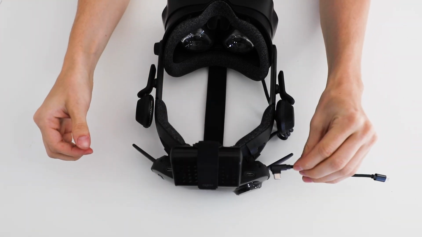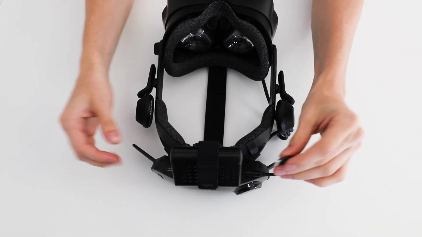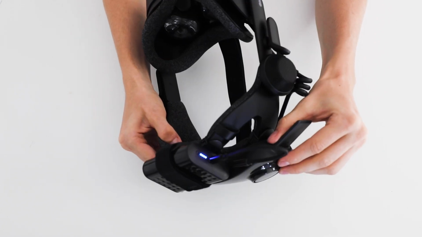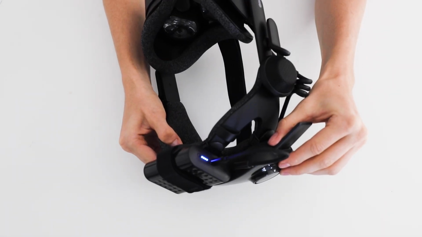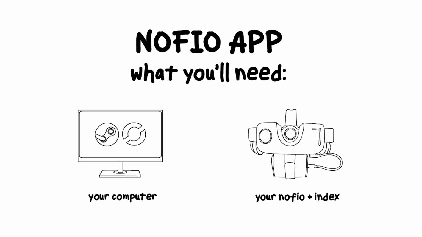Then, plug the right angle connector of your battery cable into the nofio head and plug the straight connector of your cable into the battery. You should see that the battery indicator LEDs turn on when everything is connected successfully. Now that everything is connected, let's get the software set up.